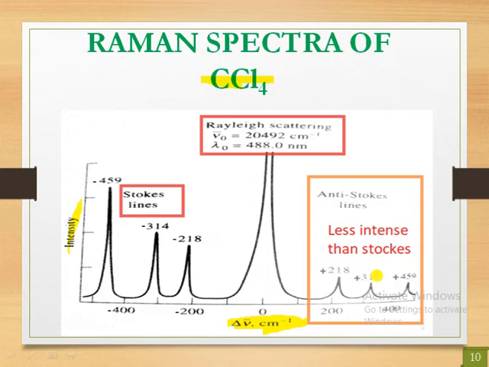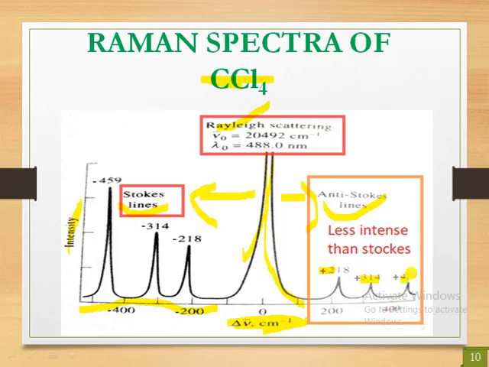Now you can see over here, whatever lines we are getting, always in a Raman spectrum there are three types of lines: Stokes lines, Rayleigh scattering, as well as anti-Stokes lines. So always in the middle you will get the Rayleigh scattering. On the left side you will get the Stokes line, and on the right side you will get the anti-Stokes line. You can see over here, this side will be in a minus range, and this is in a plus range.